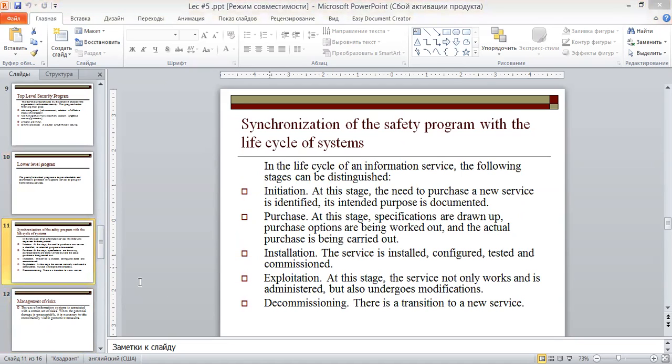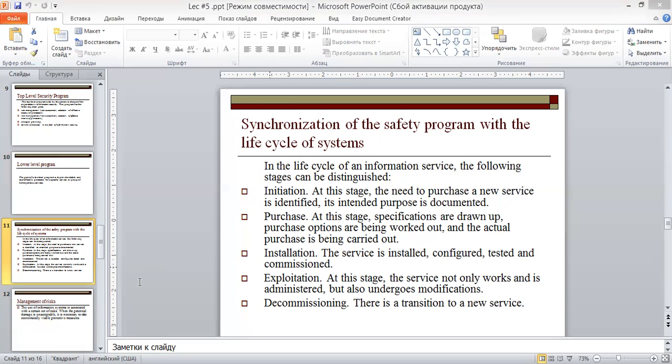Synchronization of the safety program with the life cycle of the system. In the life cycle of information services, the following stages can be distinguished: initiation, purchase, installation, exploitation, and decommissioning.